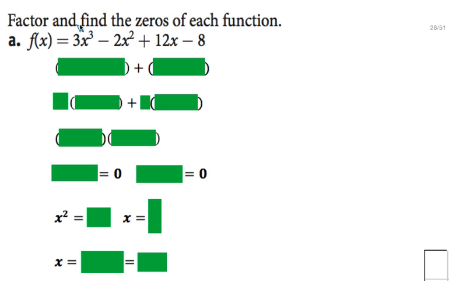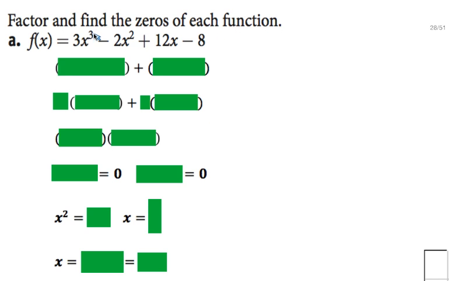Factor and find the zeros of each function. Trying to remember what page this is on. I actually do not know, but if you have all the pages out from yesterday, then you'll have this information. Find this problem on one of your pages.